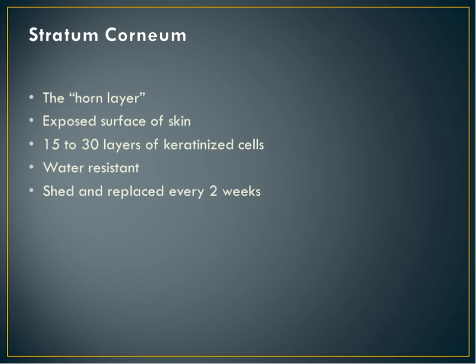Stratum lucidum, only found on the thick skin, covers the stratum granulosum. It is a clear layer of skin. And then found on top is the stratum corneum, or the horn layer, which is the exposed skin. It consists of 15 to 30 layers of keratinized cells, depending on where we're finding this final external layer. And it is water resistant because of the keratinization process that began to happen as we moved up from the stratum germinativum to the stratum spinosum to the stratum granulosum. So at that area, that's when keratinization takes place.